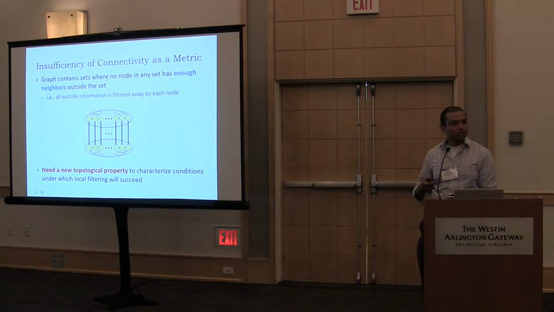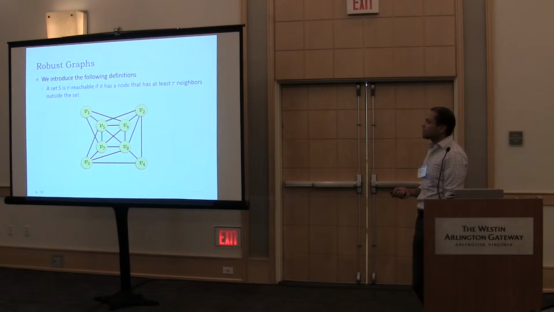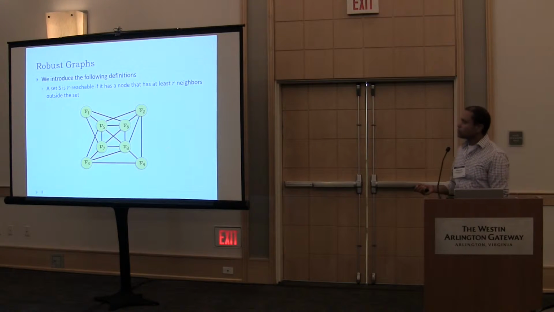Every node inside each of those sets was throwing away the only useful information it was getting from outside its set. So we need a new topological property to characterize conditions under which this does not happen. All right, so to do that, let's introduce the following notation.